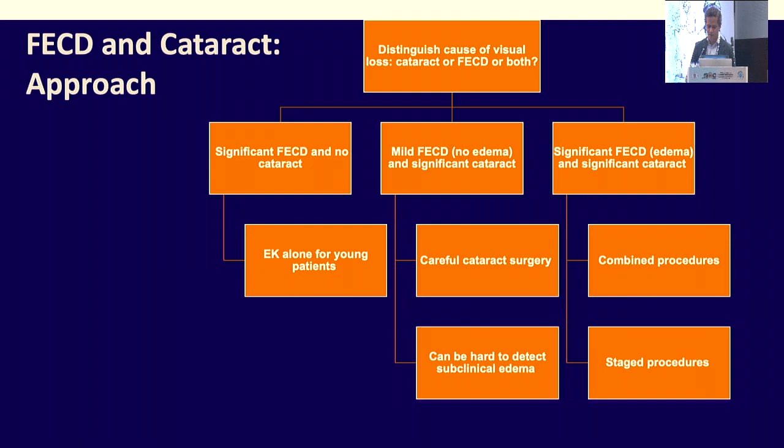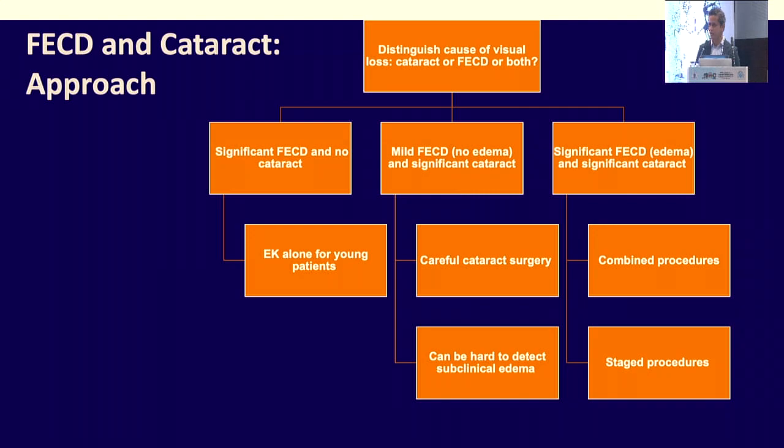This is roughly what we have in clinical practice. You basically try and distinguish the causes of visual loss: cataract, FECD, or both. If you have significant Fuchs with no cataract, you go for EK alone. If you have mild FECD with no edema and significant cataract, you can basically do a careful cataract surgery because the patient might not need an EK. Or if the edema can be hard to detect, we'll revisit that in a bit.